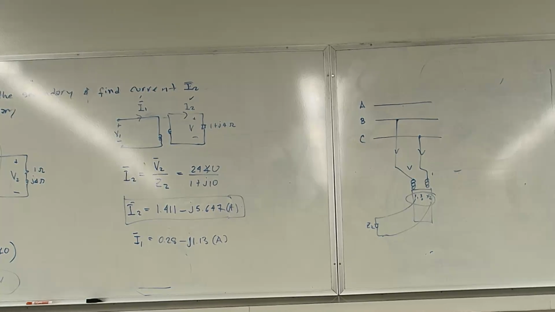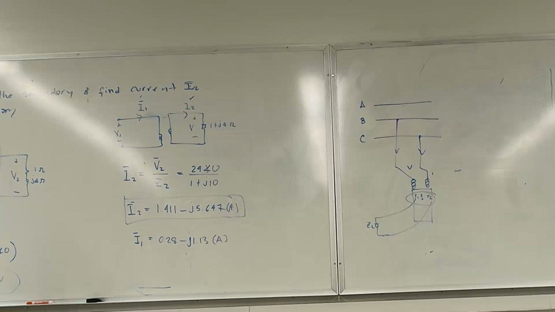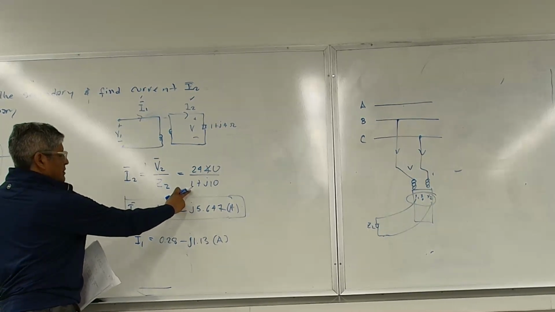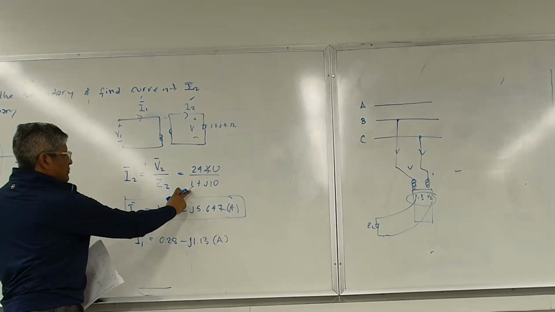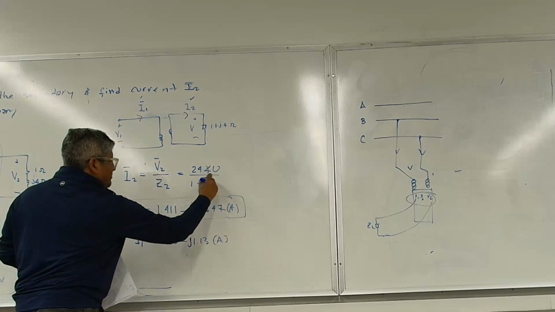24. For Z2. Z2. For I2. Oh, I'm sorry. Did I? Hold on a second. Let me go back. What was the original value? No, Z2 was 1 plus J4, right? So you're saying you put 1 plus J10. It's a given. It should be J4, right? Oh, I'm sorry. I see what you said.